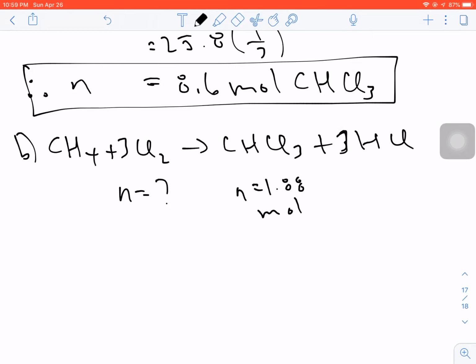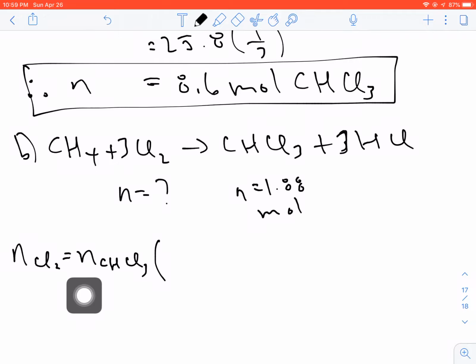Okay, so I'm going to do the same thing I did before. I'm going to look at my balanced equation, and I'm going to look at what my known is and my unknown. I know that my number of moles of chlorine, which is my unknown here, is equal to my number of moles of the known, which is chloroform here, times the ratio. The ratio has to have the chlorine on top and the chloroform on the bottom, because I need to get rid of the chloroform and keep the chlorines.